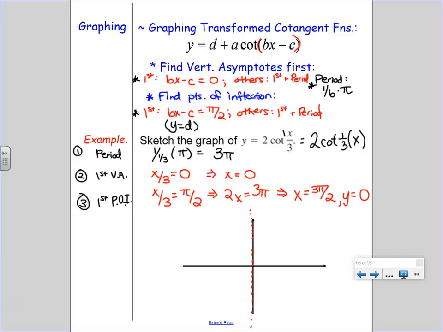That's our first vertical asymptote. Where's our next vertical asymptote? 3 pi away because of the period. To find the next, maybe we should count by 1 pi, 2 pi, 3 pi, right? Could we go backwards too? 1 pi, 2 pi, 3 pi?